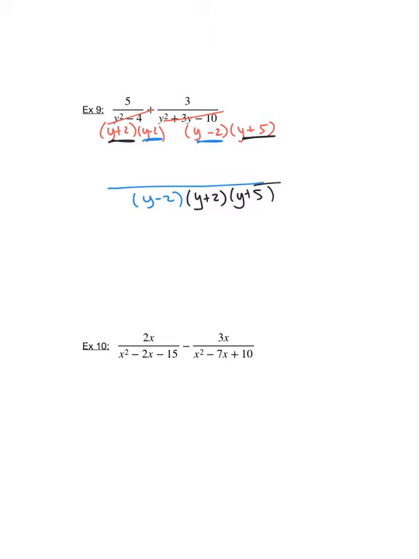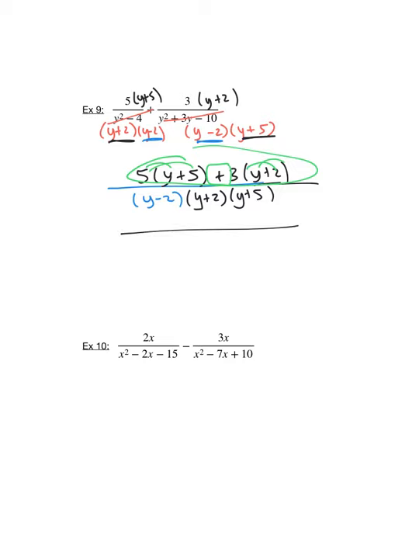So the first fraction, the numerator needs to be multiplied by, it's missing the y plus 5, so I'm going to set up 5 times y plus 5, and the second fraction is missing the y plus 2, so I'm going to multiply and add 3 times y plus 2. And remember that the numerator needs to be distributed in order to then add these. In the denominator, you do not do anything, you leave it in factored form.